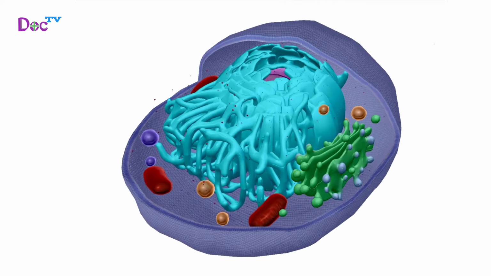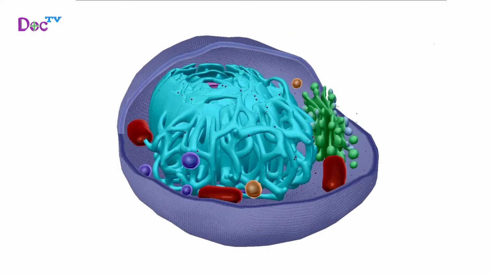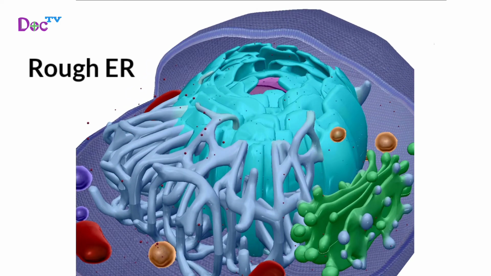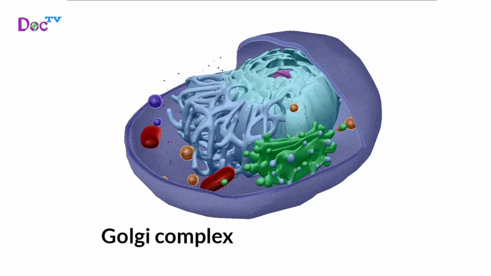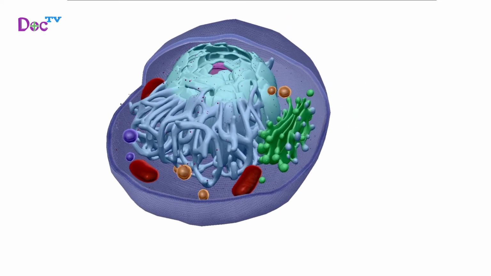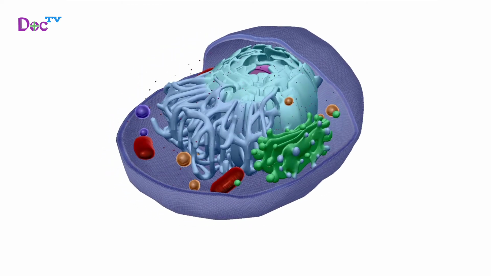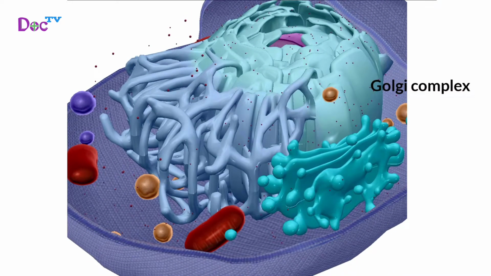Rough endoplasmic reticulum contains ribosomes, but smooth endoplasmic reticulum does not. So we have endoplasmic reticulum, rough endoplasmic reticulum, smooth endoplasmic reticulum. Golgi complex. Proteins produced in the endoplasmic reticulum are processed in a set of membrane sacs known as the Golgi complex before being released.